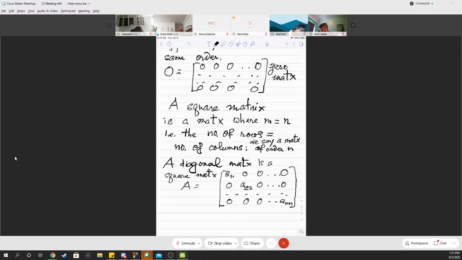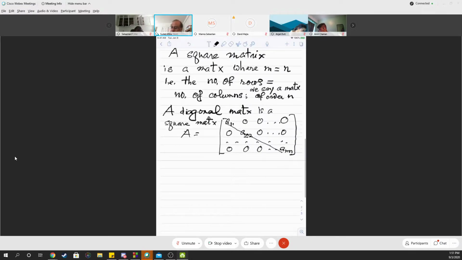This is the diagonal. So this is the main diagonal. This is called the main diagonal. So the main diagonal is non-zero and everything else is 0. Identity matrix.